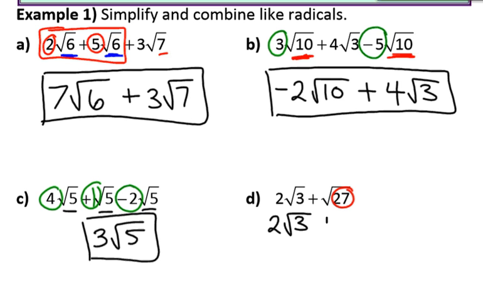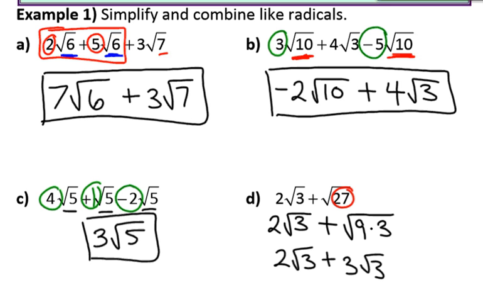So 2 root 3, I'm just going to rewrite that because that's the same. But square root of 27 has the perfect square of 9 in it. So 27 is 9 times 3. When I simplify that, you get 2 root 3 plus the square root of 9, which becomes 3, with root 3. Now we have like terms. We have 2 root 3 plus 3 root 3, which becomes 5 root 3. Okay, so again, that's pretty easy.